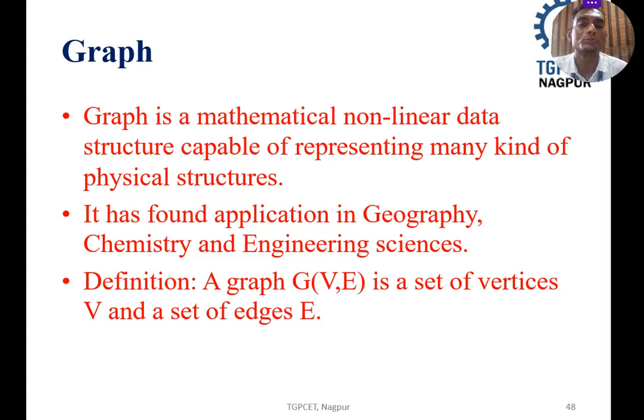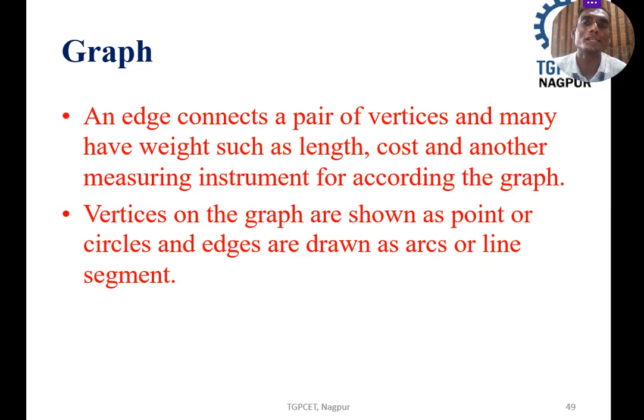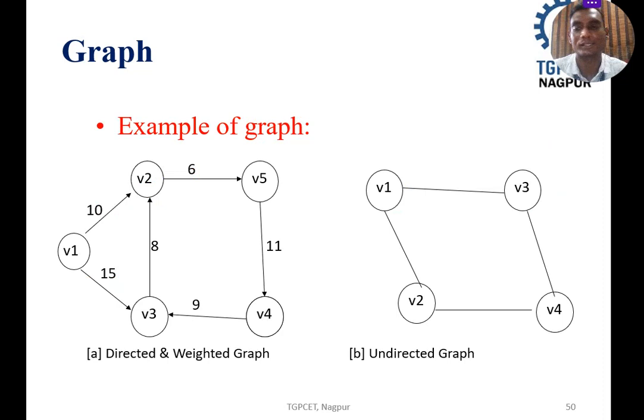Mathematically, it is represented like G(V, E), where V is the vertices and E is the edges. An edge connects a pair of vertices and may have a weight such as length, cost or another measuring quantity according to the graph. The vertices are shown as points or circles like this. Here you can clearly see there are 5 vertices: v1, v2, v3, v4, v5.